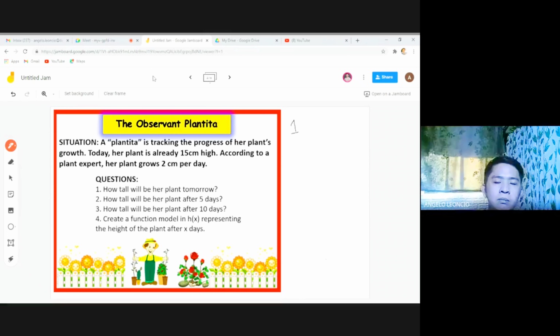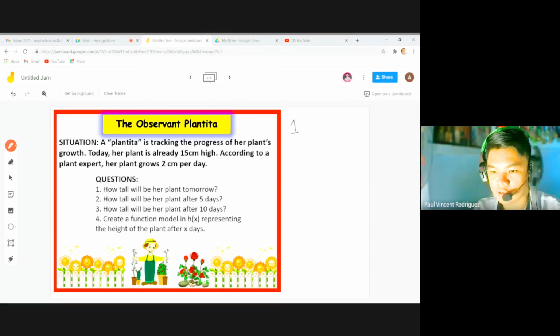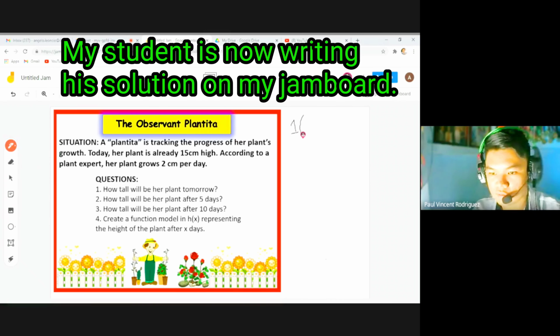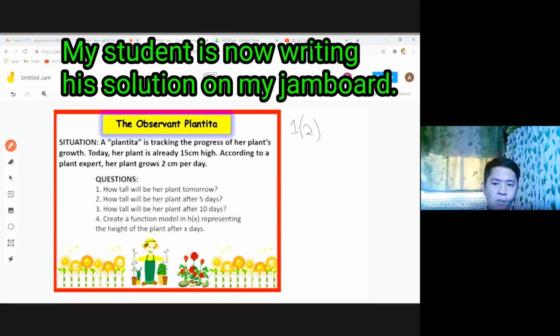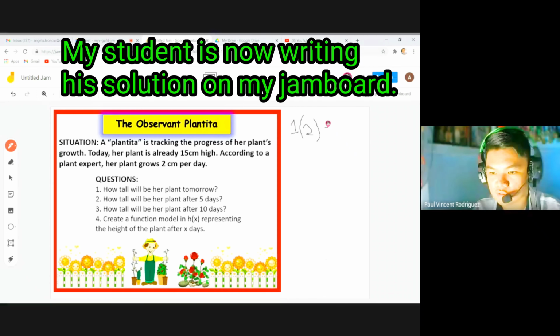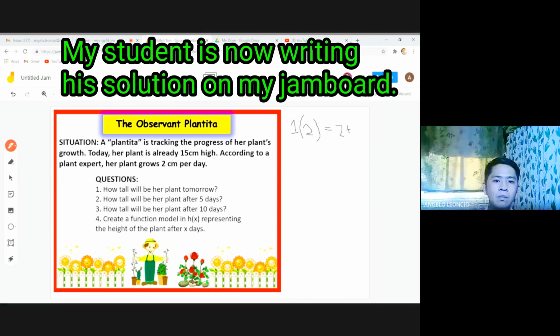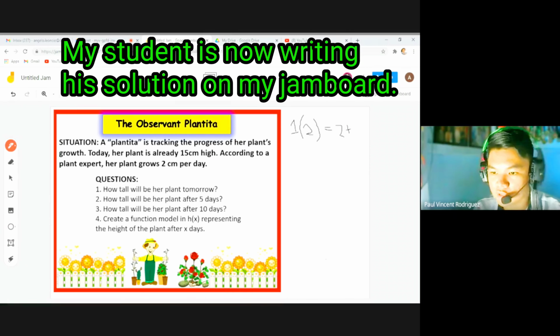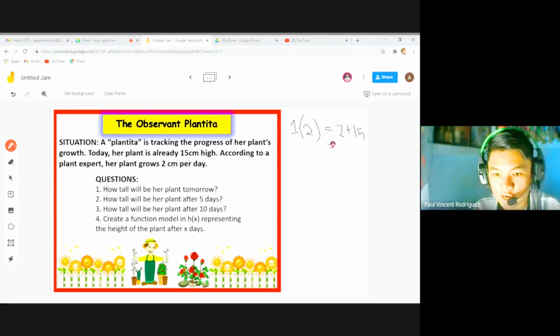So we will multiply 1 by 2, or we can also multiply 2 by 1, because 2 is a constant. So 2 times 1 is 2, plus the 15 centimeters, which is the starting height of the plant. So 2 plus 15. After a day, we will have the height of 17 centimeters.